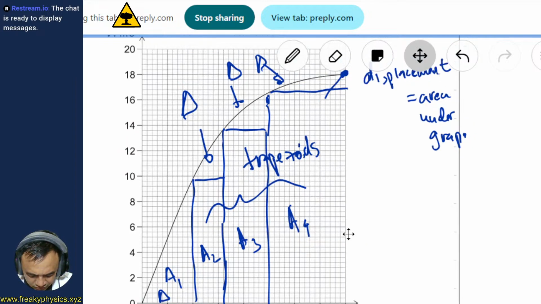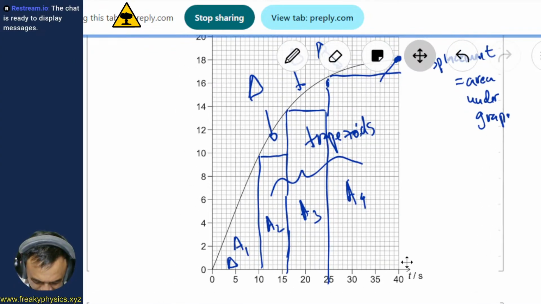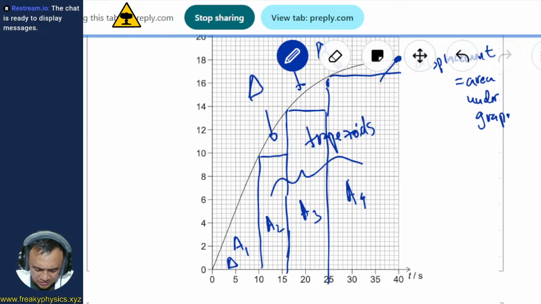All right. So let's just do this quickly. What's A1? This is going to be 10 times, let's say, 9. We don't even have to do it. I just put this question because I wanted to see how accurate I have to estimate.